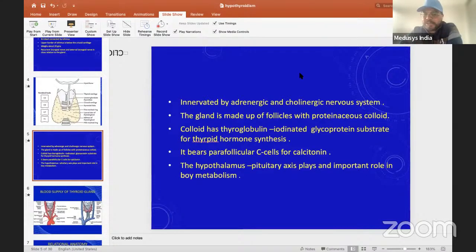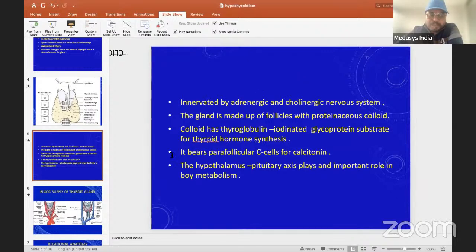Most importantly, how is thyroid hormone secretion controlled? The hypothalamic-pituitary axis plays an important role in thyroid metabolism. The thyroid gland secretes T3 and T4, which are controlled by the pituitary through TSH, which is controlled by the hypothalamus through TRH. Each exerts a negative feedback loop over the other.